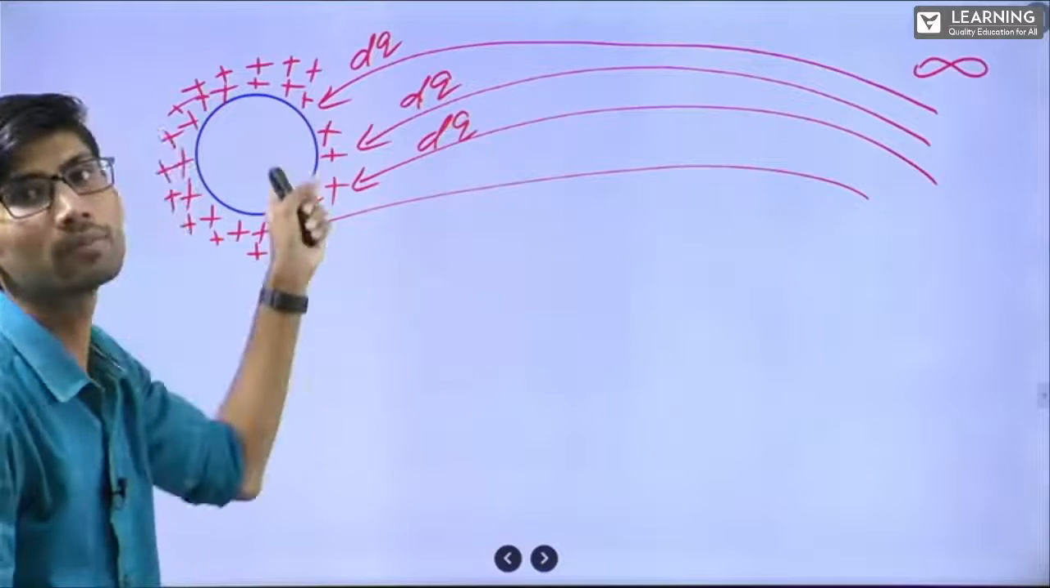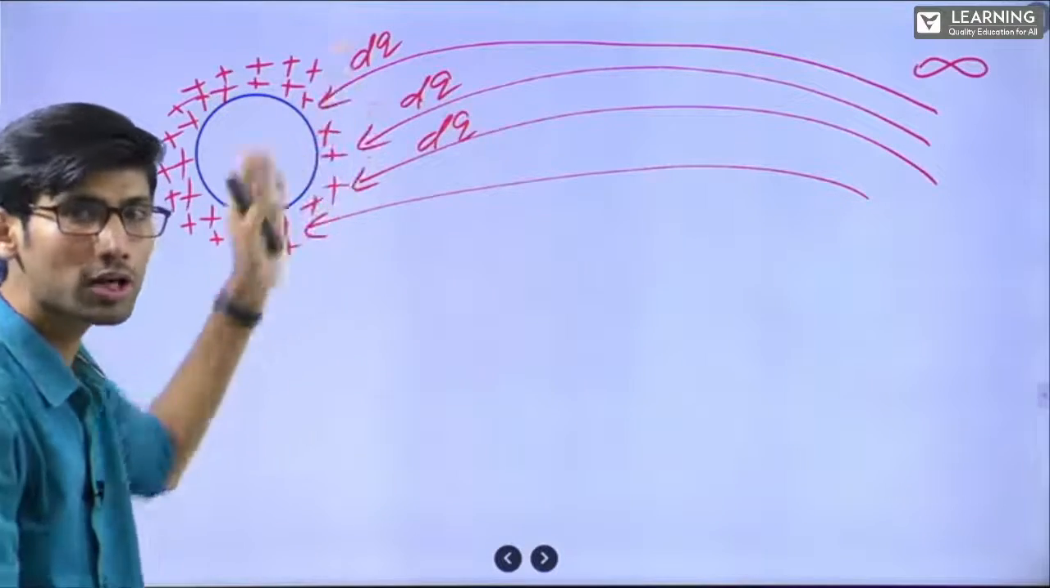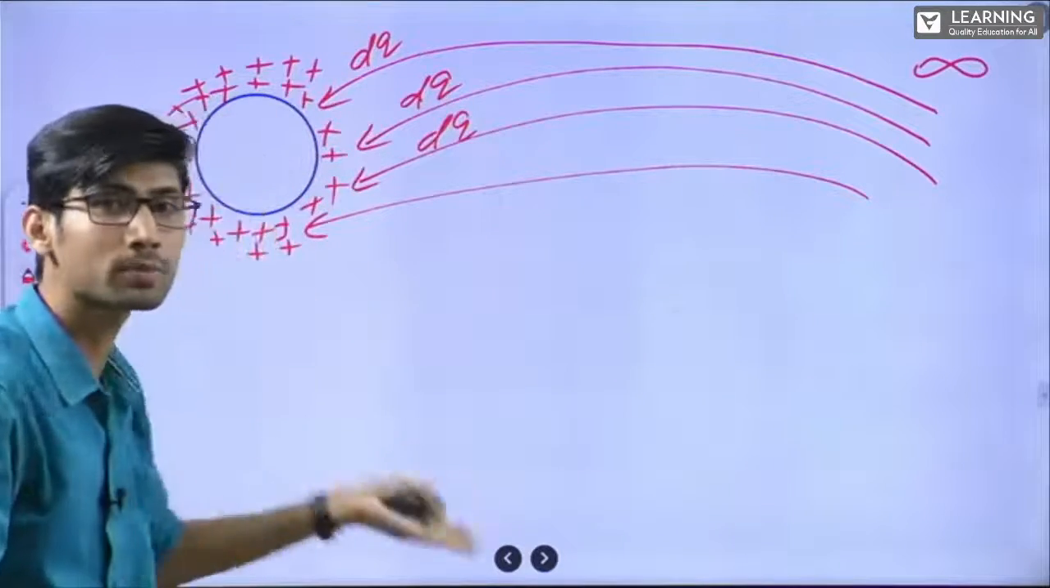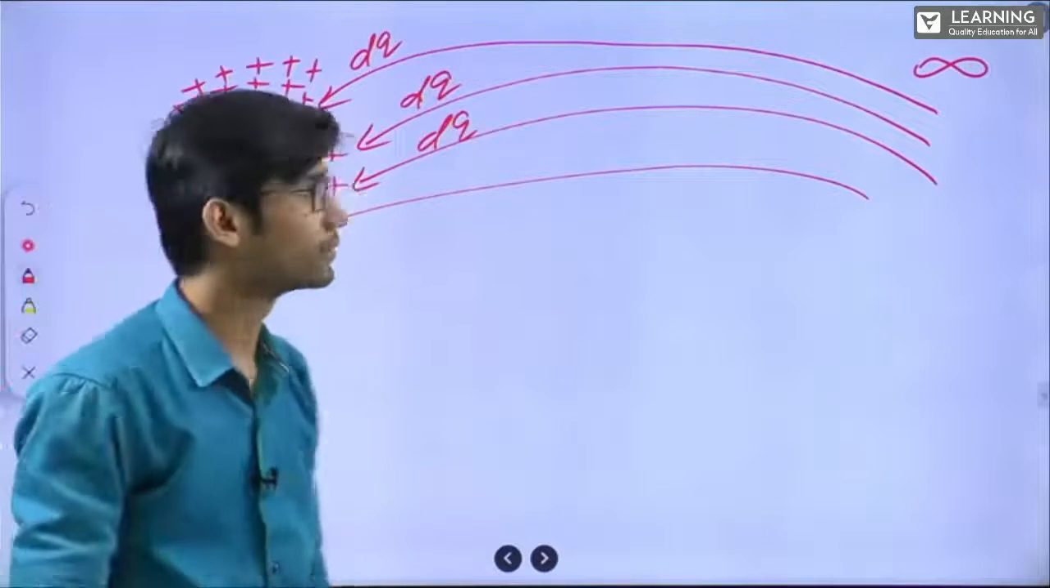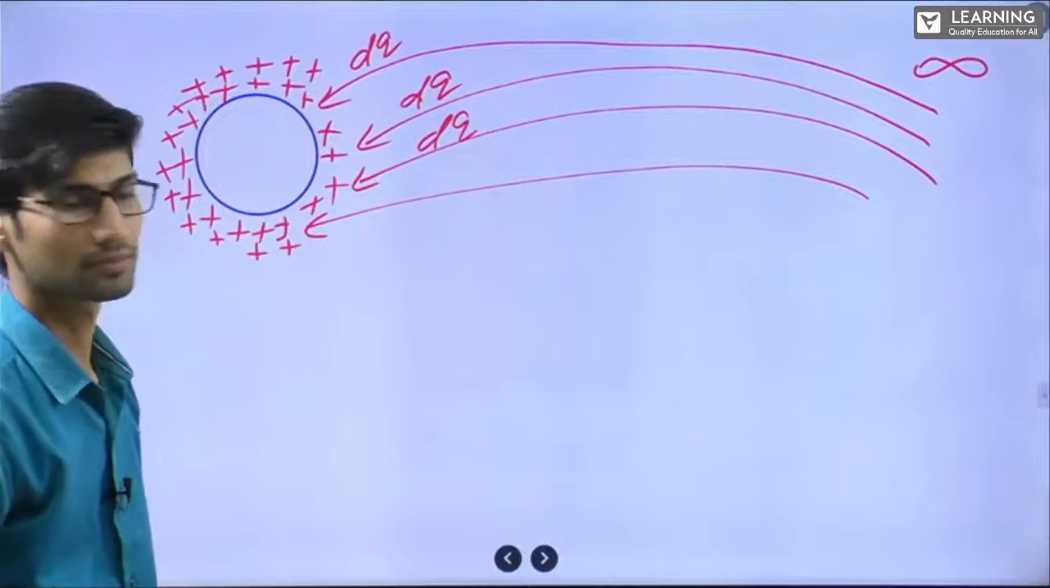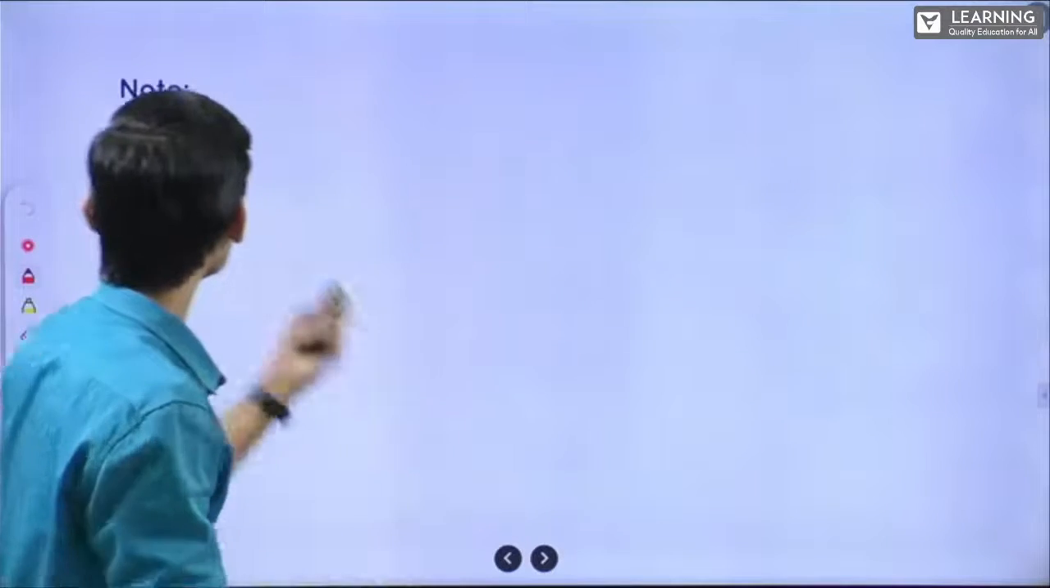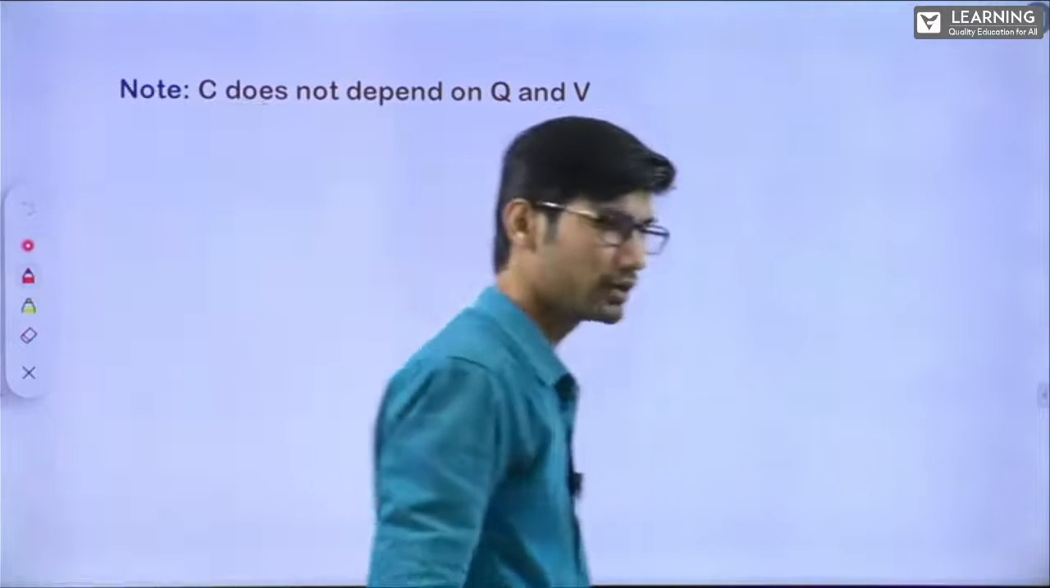We can do work and put charge. So every time we are putting more charge, potential is increasing. Clear? Capacitance is equal to Q by V. Got the feel? Alright. Now, as I told, note C does not depend on Q and V.